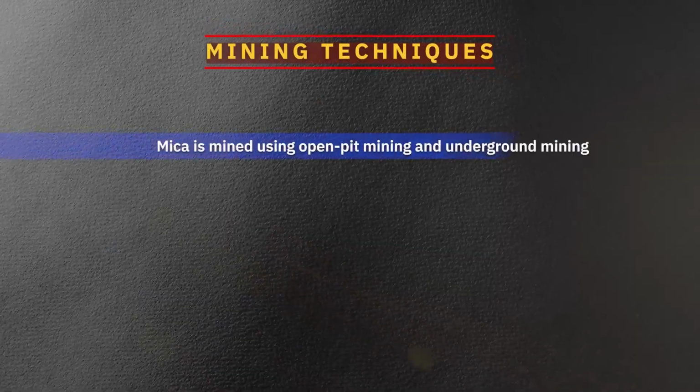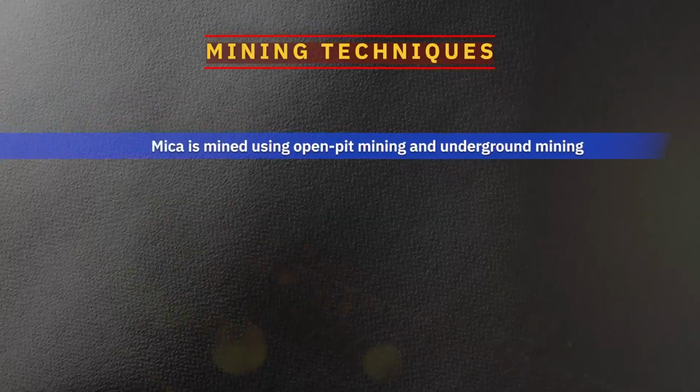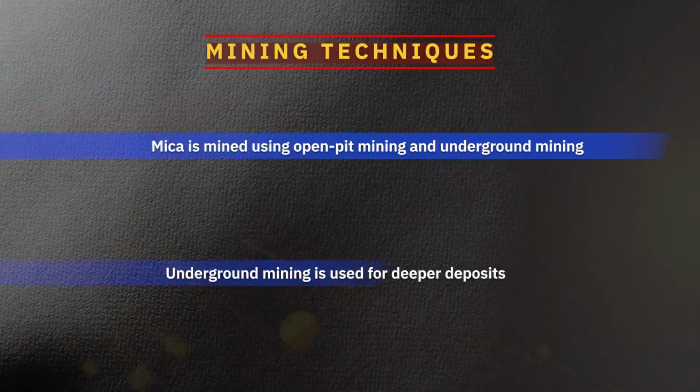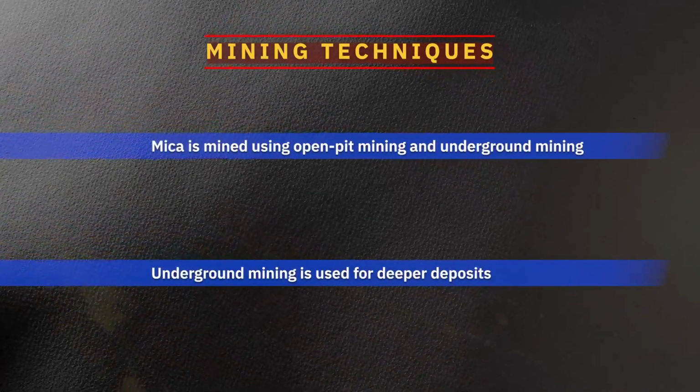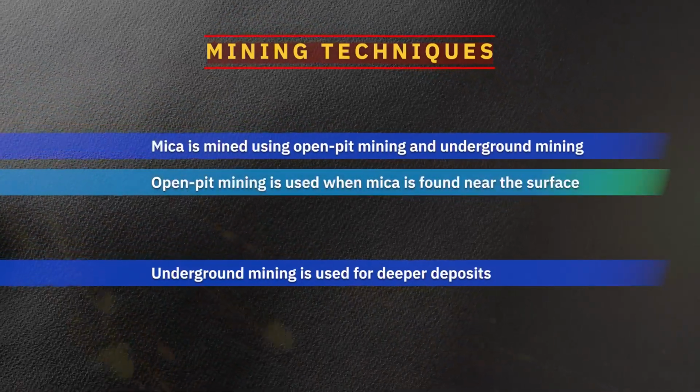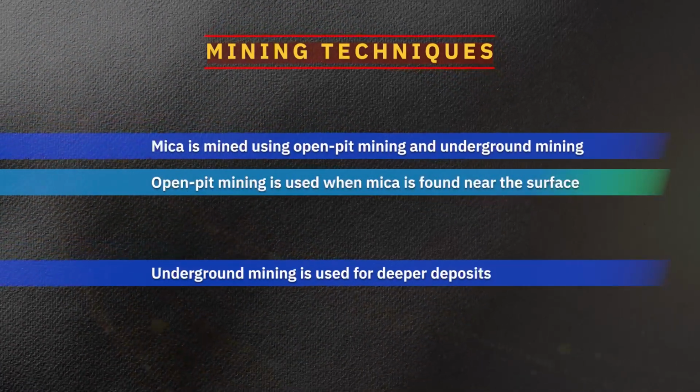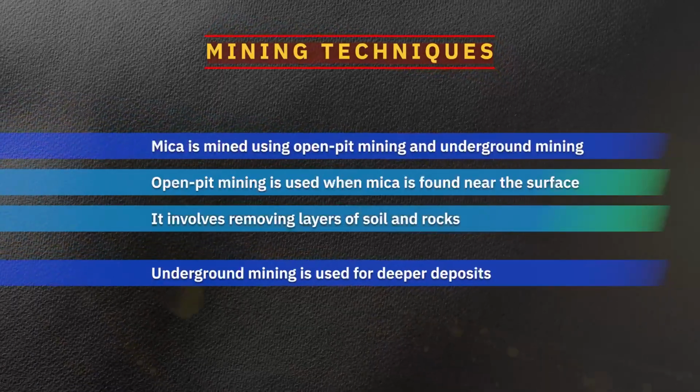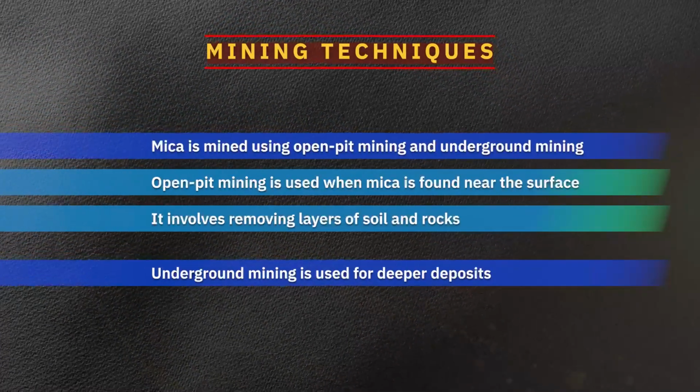So here I have mentioned some techniques followed for the mining of mica and how it impacts our environment. See, basically there are two types of mica mining techniques being followed. Number one is open pit mining and another one is underground mining. Open pit mining is used when mica is found near the surface of the earth, and it involves removing layers of soil and rocks.